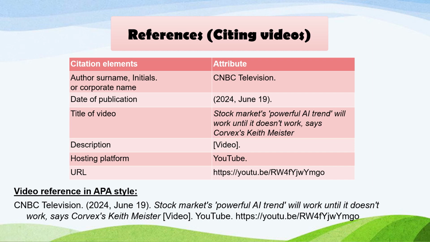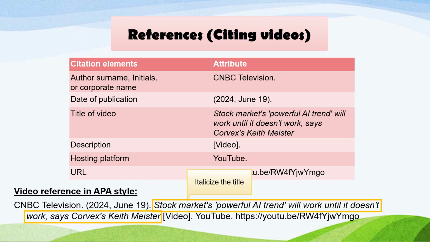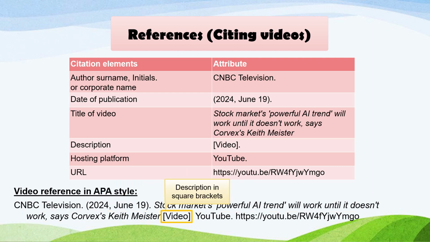To format a video reference in APA style, list the corporate name, put the publication date in brackets, italicize the title, put the description in square brackets, include the hosting platform and URL.